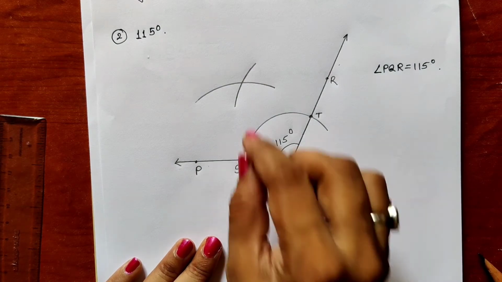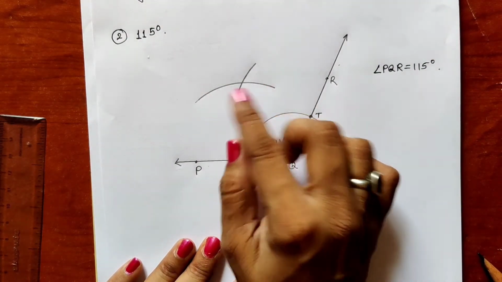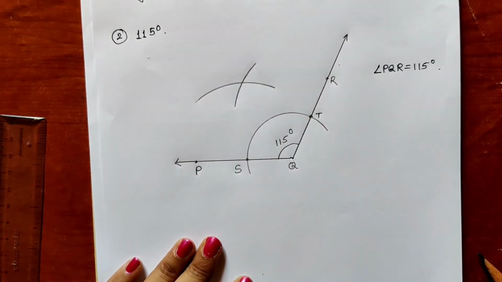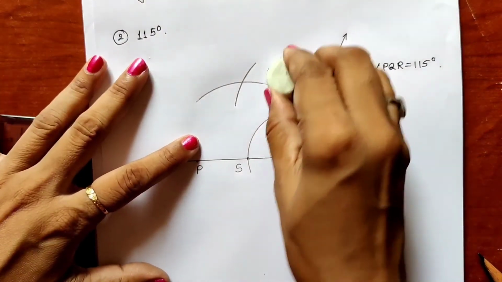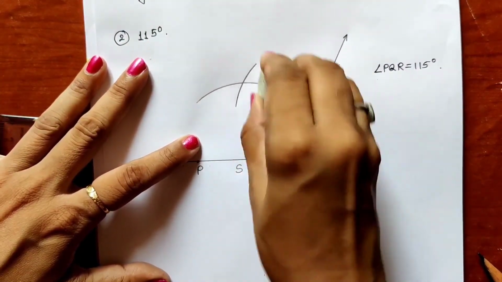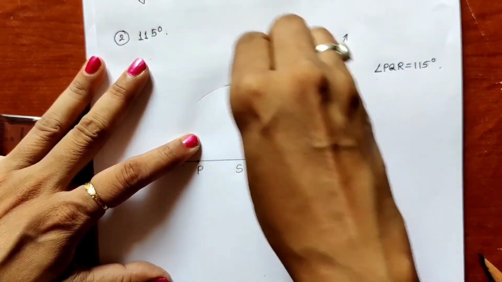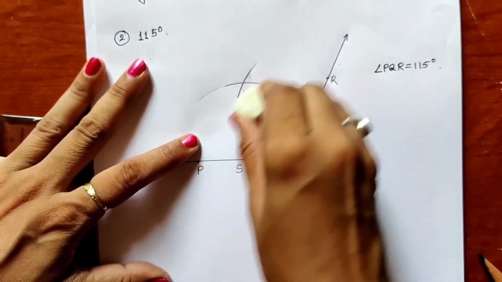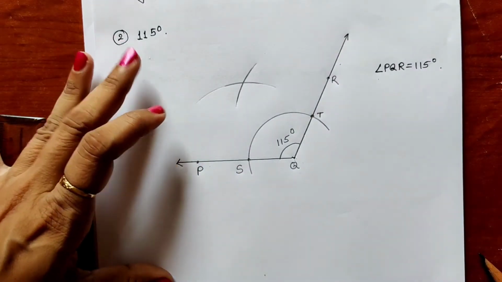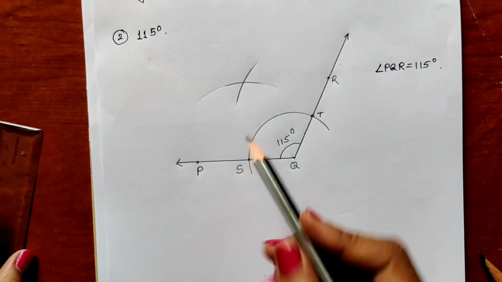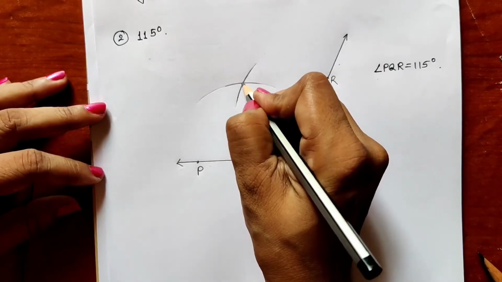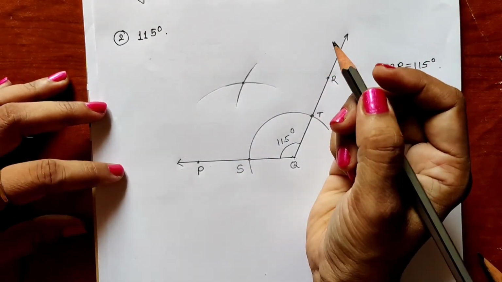The arcs are very big. We can erase the extra portion of this arc. So now I am going to erase the extra portion. Arcs should not be very big, but they should not be very small also. So in this way I have erased the extra portion. Now I have got this point of intersection of these two arcs. I can give any name.